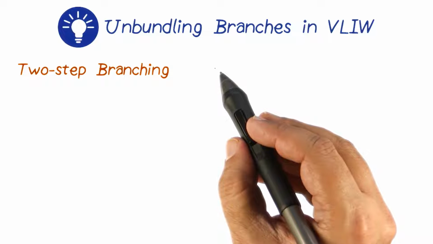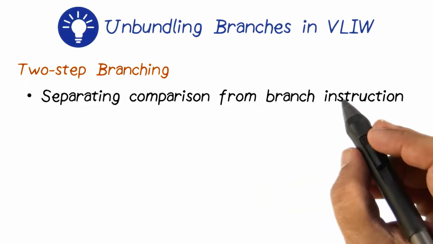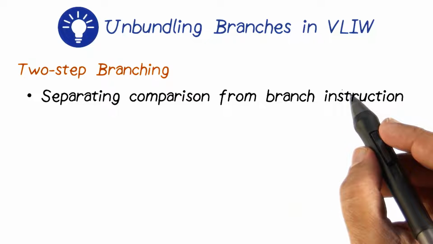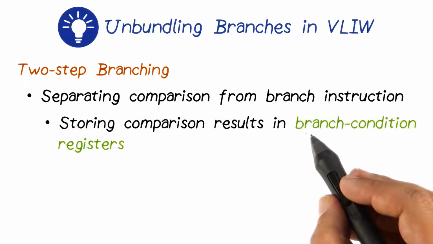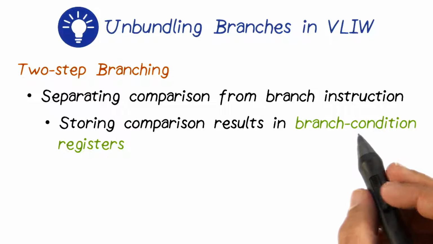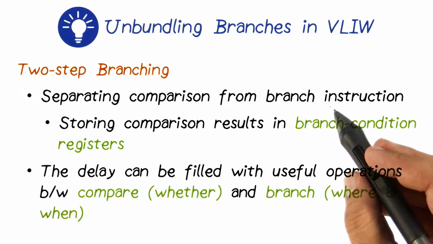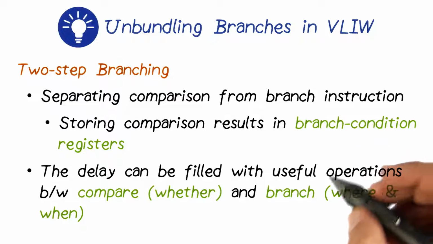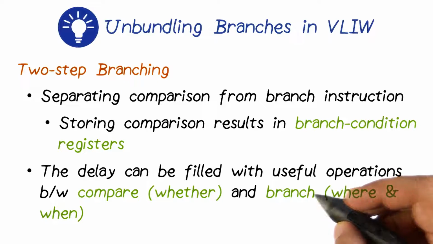The first way we are going to look at is called two-step branching. In this solution, we separate the outcome of the branch, or the comparison part of the branch, from the branch instruction itself. In other words, we compute the predicate of the branch and hold the comparison result in what is called a branch condition register. The comparison part is typically evaluated earlier, and then the actual body of the branch, which has the branch target and the jump itself, follows.